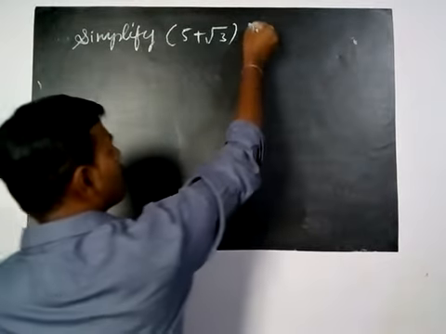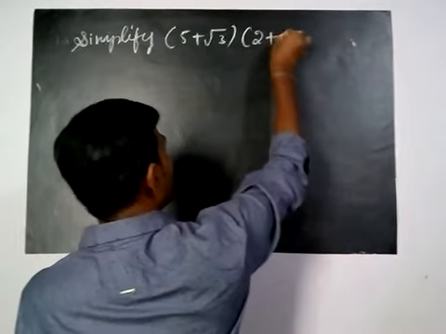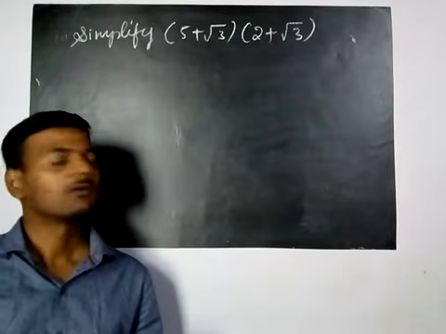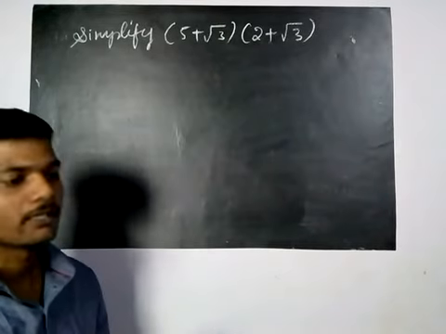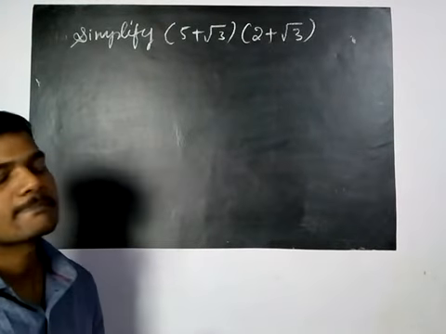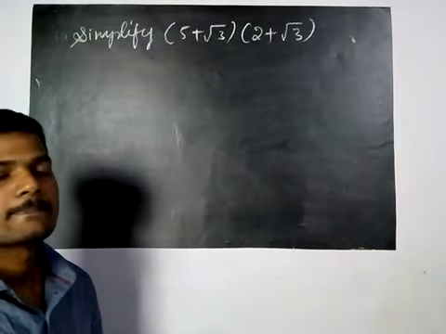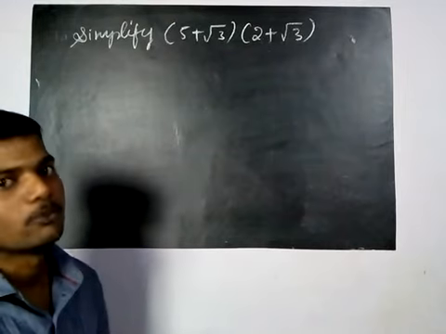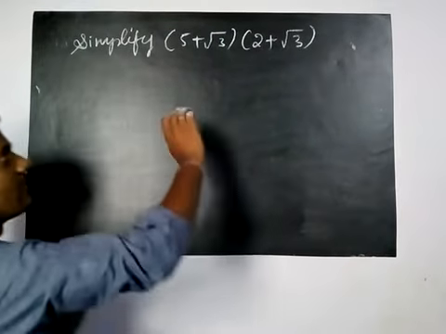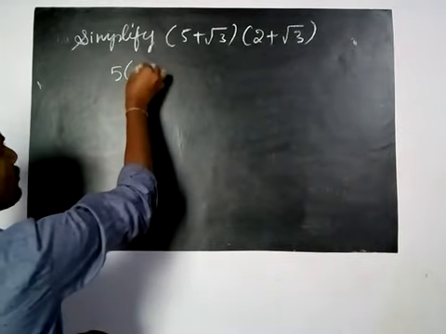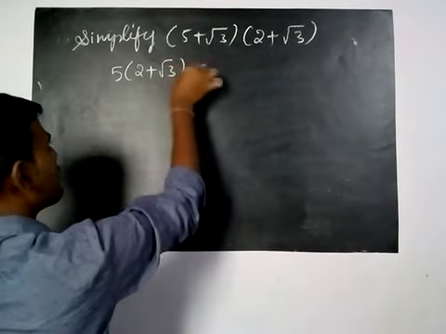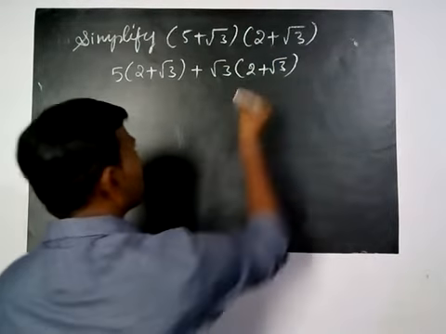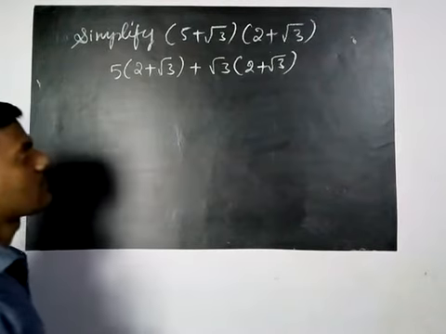Five plus root 3 into 2 plus root 3. So how can we do this? The last step we have done, in that method we can solve this. It is by keeping the first term as it is: 5 into 2 plus root 3, plus root 3 into 2 plus root 3. Okay, in this way we have to solve this.